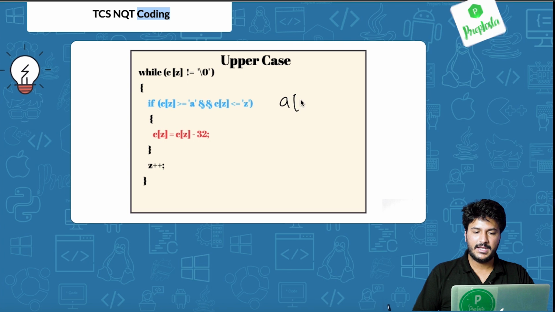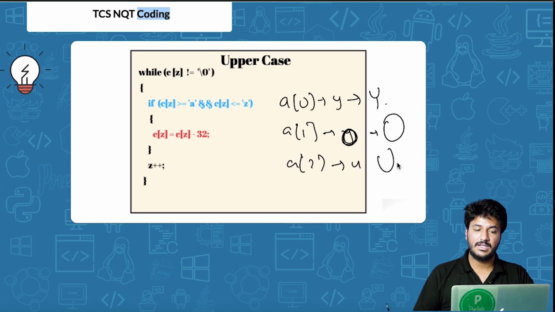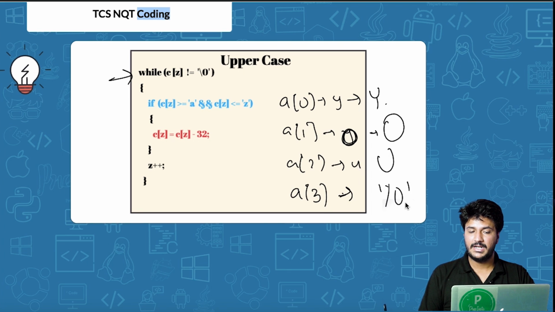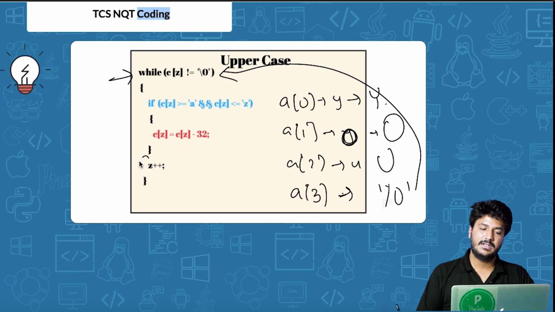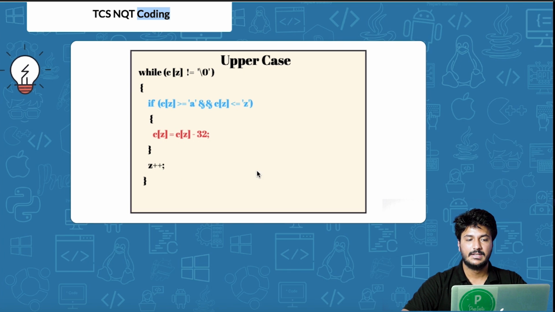First it will do it for A of 0, that is, y will change to capital Y. Then for A of 1, o will change to capital O, and finally for A of 2, u will change to capital U. Then, this is not a for loop, this is a while loop, so first it will check what A of 3 is. It checks that A of 3 is backslash 0, so it will not execute this and will terminate itself. So here you just change it to uppercase. This is how it essentially works.